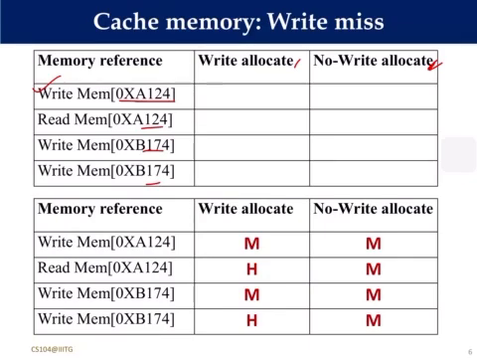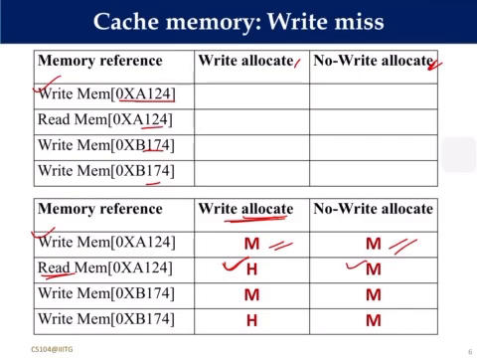Since this is a request for the first time, no matter whatever policy you apply, there will be a miss, right? And then there is a read request to the same block, right? And now you are using write allocate. Since you are using write allocate, you are allocating the block to the cache. So that means the subsequent one will be a hit. But if you don't allocate, it will be a miss.